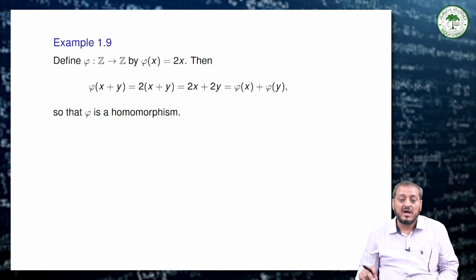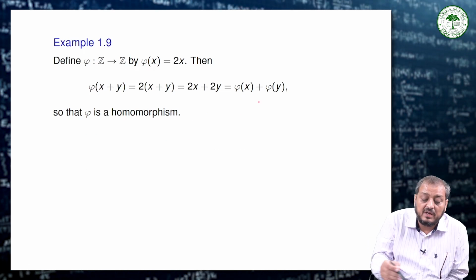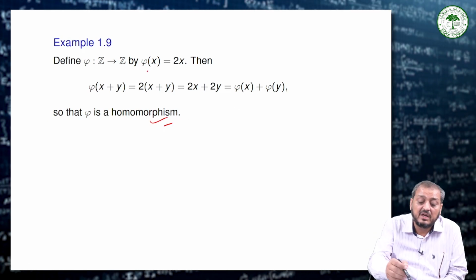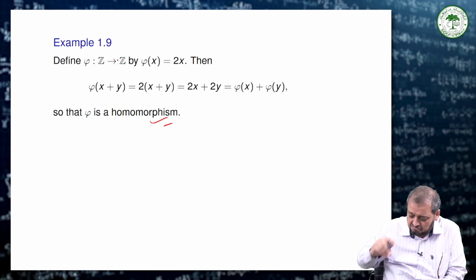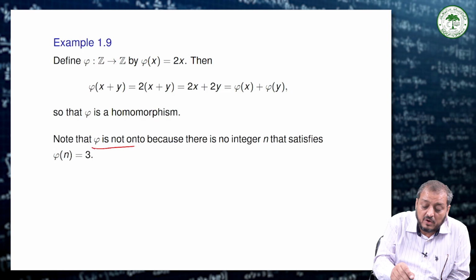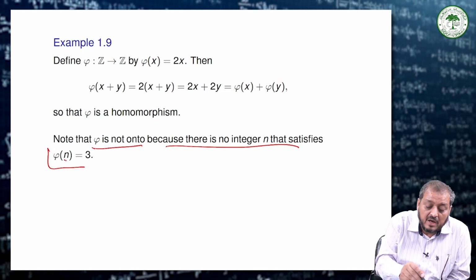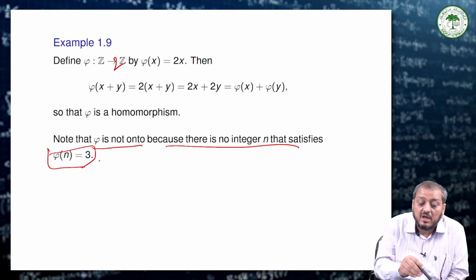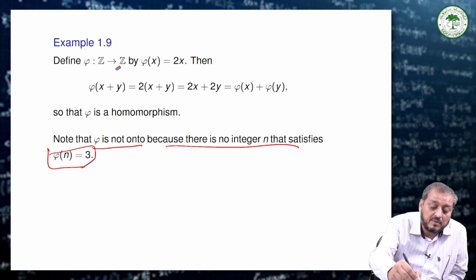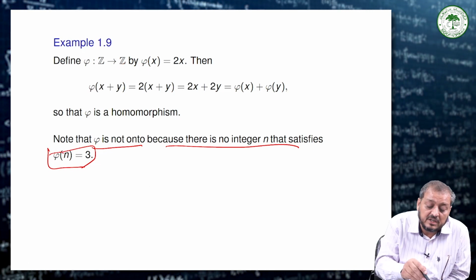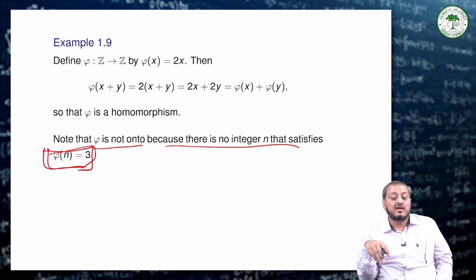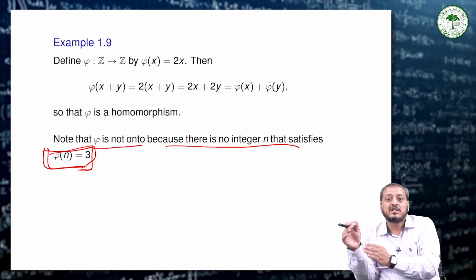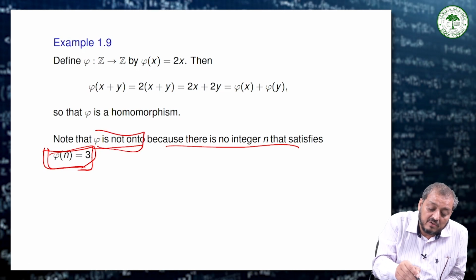For example, take phi from Z to Z. Clearly phi is a homomorphism, but phi is not onto because no integer n can be mapped to 3 in 2Z. If you cannot find an integer satisfying phi of n equal to 3, then clearly phi is not onto.